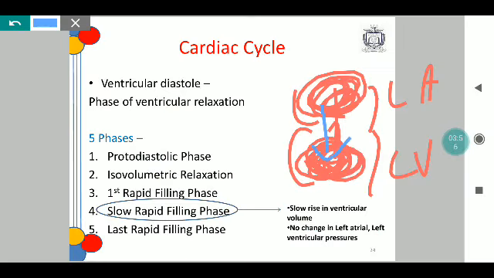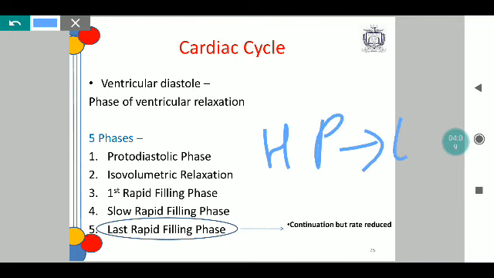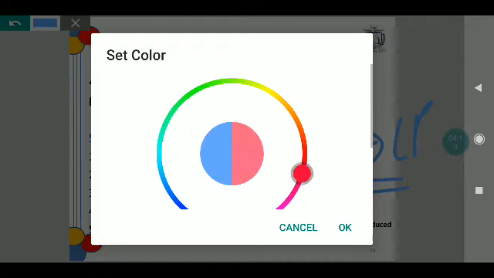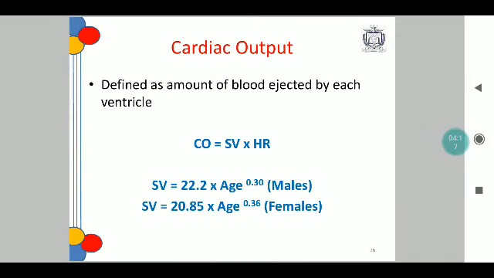But eventually what will happen is the last rapid filling phase, where there is a continuation of the flow but the rate is reduced. Effectively, the key point I'm highlighting is that there is always a flow of blood from a high pressure gradient to a low pressure gradient. This is a fundamental physical concept which we must understand, and blood always flows in the direction of high pressure to low pressure.